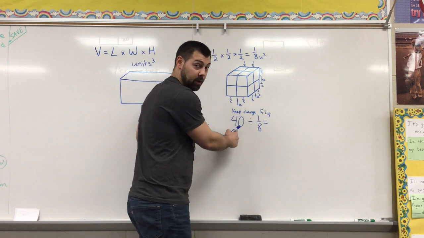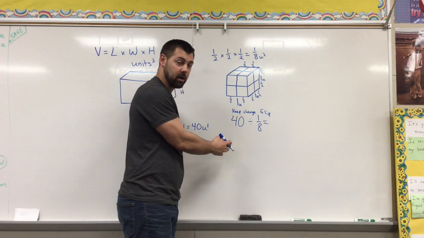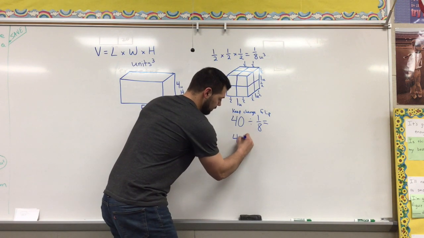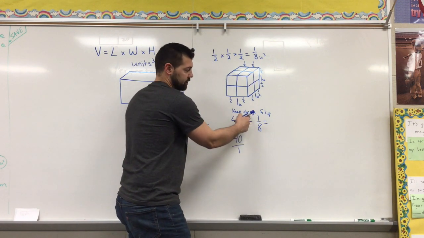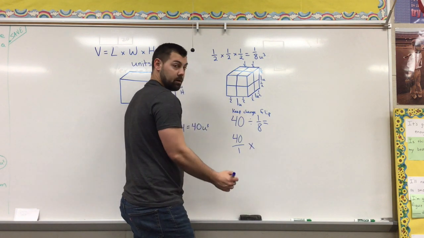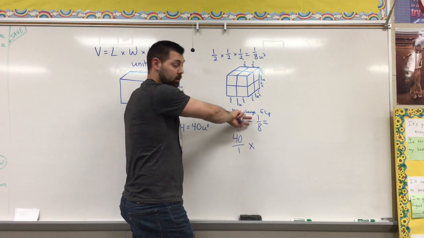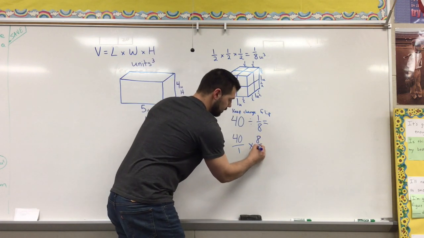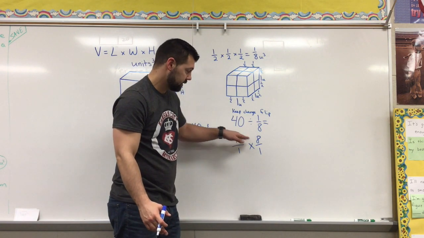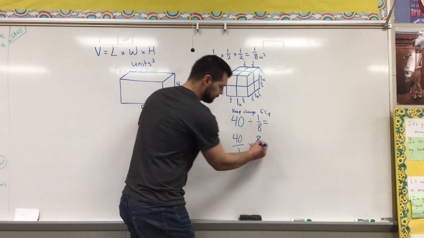So that means keep 40, but we're going to write it as a fraction. Every whole number has a denominator of 1. So I'm going to write 40 over 1. Now I'm going to change division to multiplication. Okay, and I'm going to flip 1/8 to its reciprocal, fun word, 8 over 1. So obviously the denominators are just going to be 1, so this is just 40 times 8. And that'll tell me how many dice will fit.